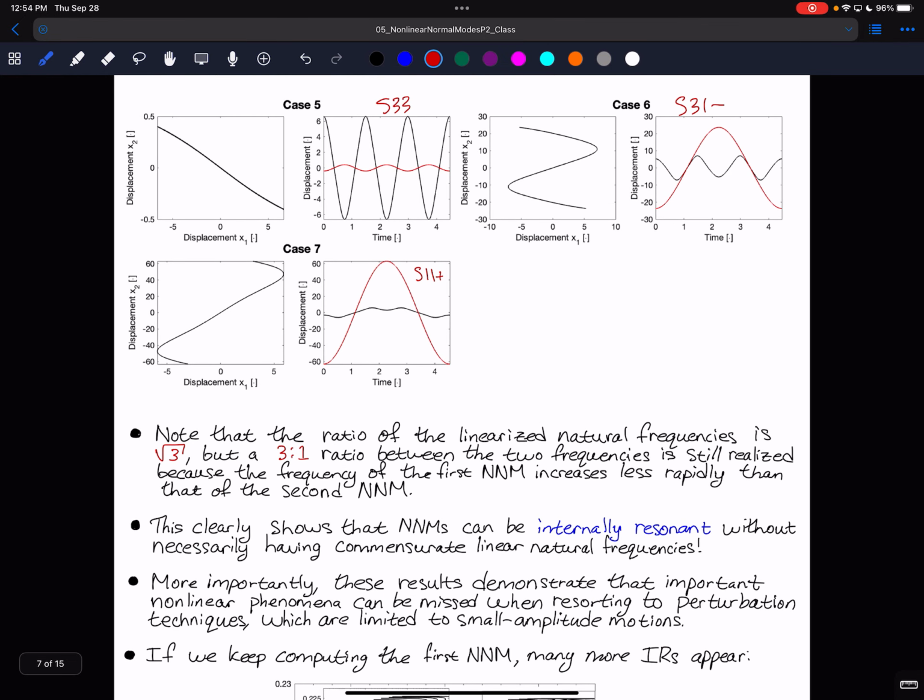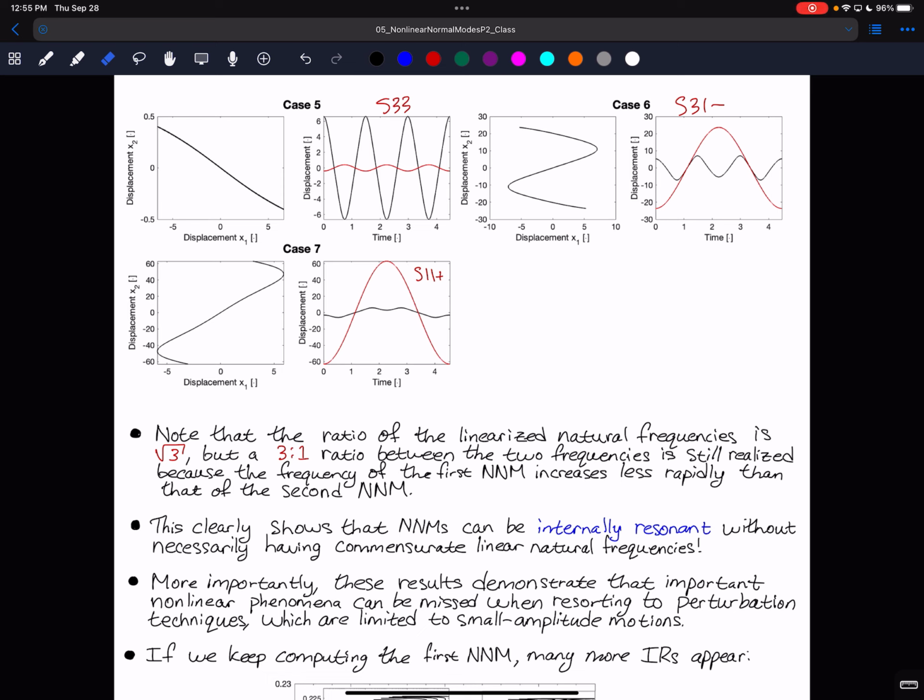A key thing here is that this shows that the NNMs can be internally resonant without necessarily having commensurate linear natural frequencies, which was kind of the underlying requirement when we looked at internal resonance in multi-degree-of-freedom systems using the method of multiple scales, which was again for weak nonlinearity, and here we're looking at strong nonlinearity. So strong nonlinearity allows for internal resonance between NNMs regardless of what their linear natural frequencies are. However, if their linear natural frequencies are close to a commensurate ratio, then you get these internal resonances at lower energies. So in an experiment, if you want to achieve a 3-to-1 resonance, you can design the system to have a ratio of like 3.25 to 1 for the linear normal modes. Then at a lower, relatively achievable energy, you can realize an internal resonance between the modes.